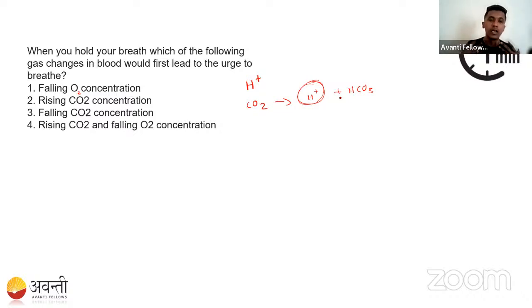When carbon dioxide increases, the H plus ion concentration will increase, and it will be recognized by our respiratory centers in the brain. So when our respiratory centers recognize this increase in H plus concentration because of the rise in carbon dioxide concentration, that will make you breathe faster, to supply as much oxygen to your body, or vice versa, to remove as much carbon dioxide as possible from your blood so that your body can react normally. So our answer for this question is rising carbon dioxide concentration.